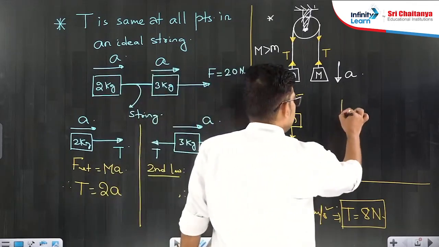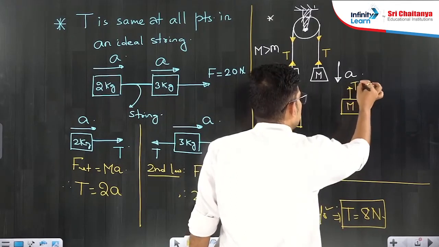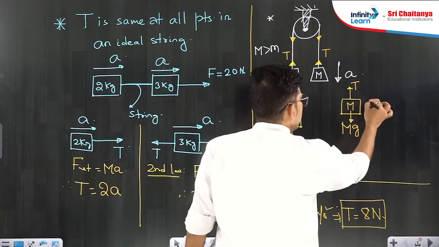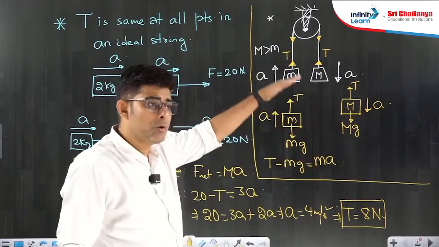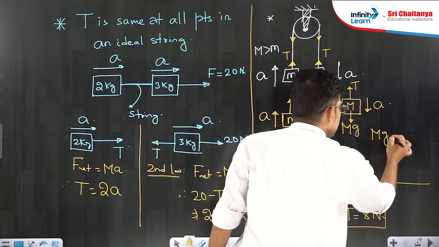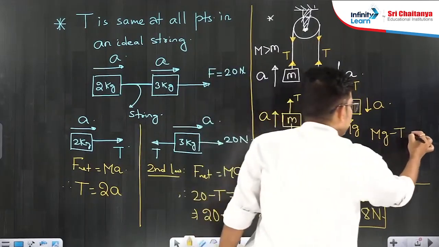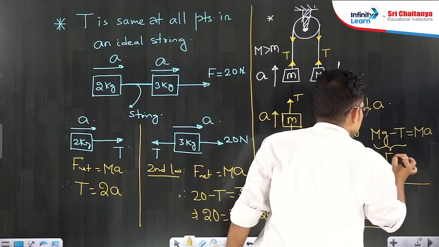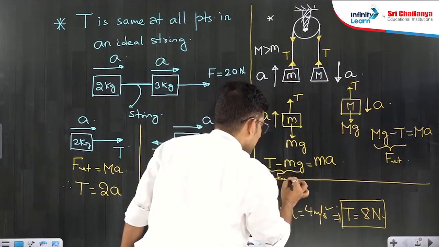Similarly, if I see capital M, what force is pulling it up? T. What weight? Mg down. Where is it accelerating? Downwards. So what should be the direction of net force? Downwards. How much is the net force downwards? Mg minus T is the net force downwards, and by the second law, mass into acceleration. So this is the net force on capital M. This is the net force on small m.